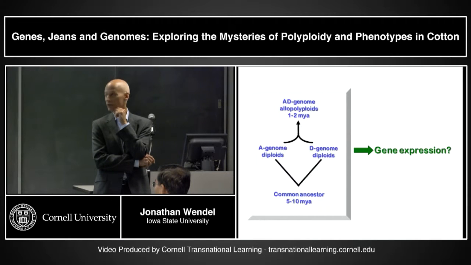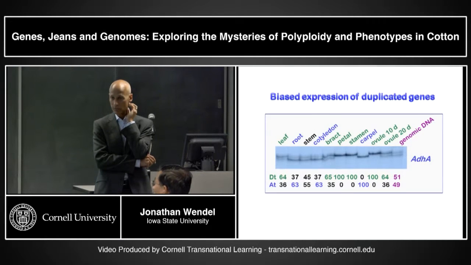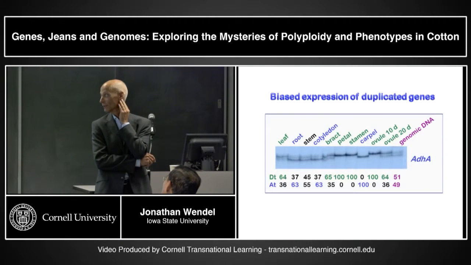So we just started one gene at a time. And here's an example. For one of the 7 genes that encodes alcohol dehydrogenase in diploid cotton, there's 14 in allopolyploid cotton. So a lot of ADH retention from all these past rounds of genome duplication, which is interesting in its own right.